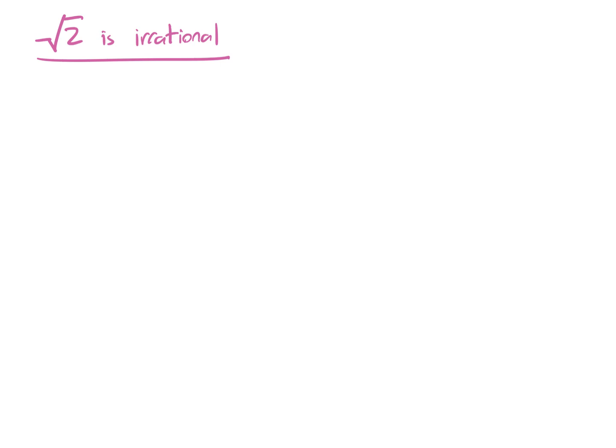Okay, y'all, it's time for an extremely famous example of a mathematical theorem using proof by contradiction, and that's the fact that the square root of 2 is an irrational number. Okay, what does this mean?